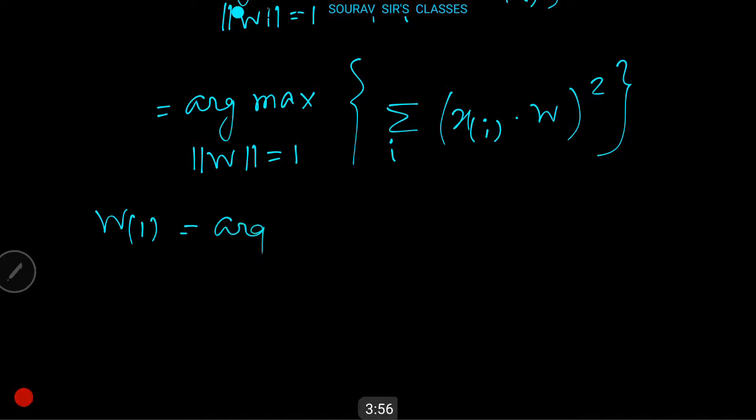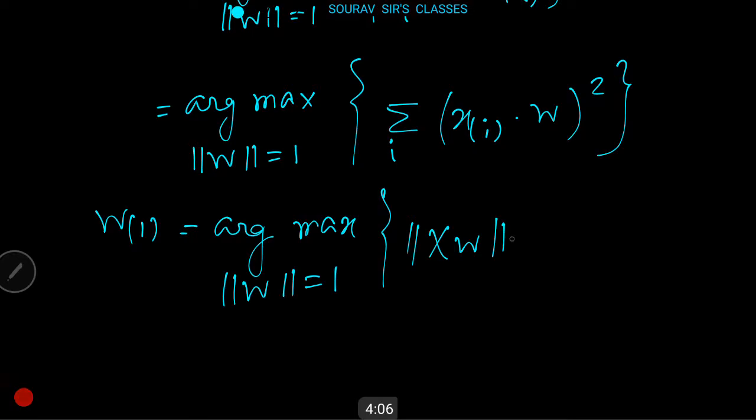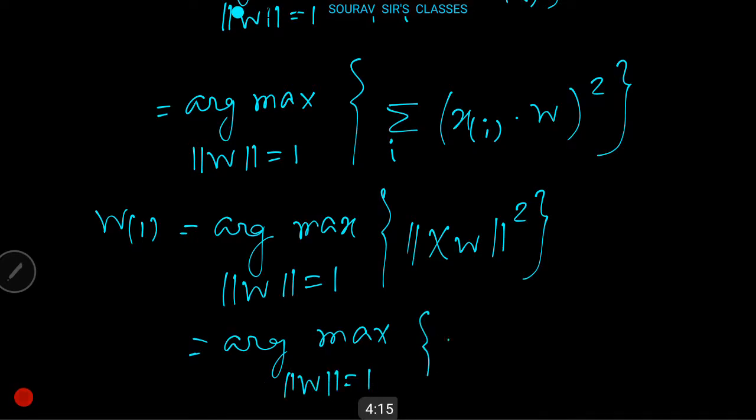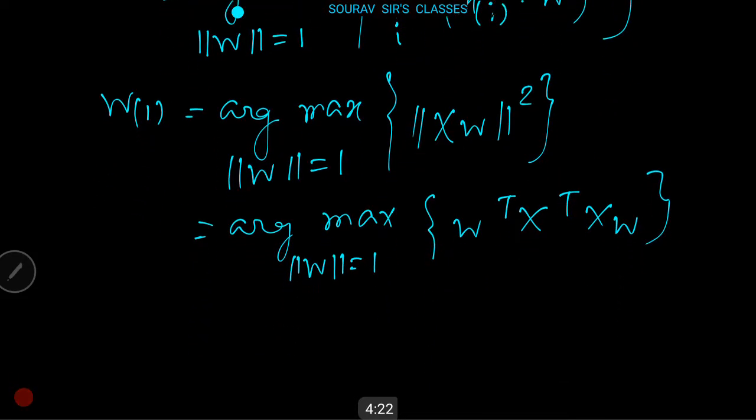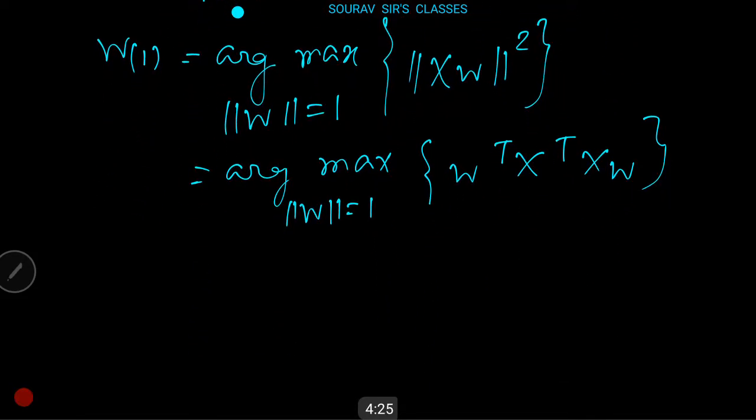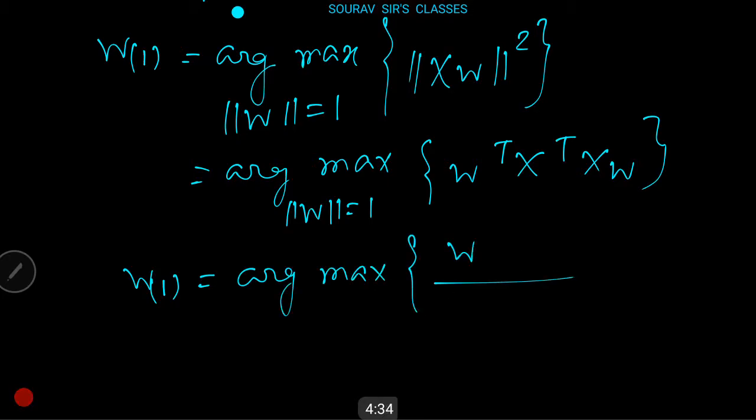Equivalently, writing this in matrix form gives w1 = argmax over ||w|| = 1 of ||Xw|| squared, which equals the max of w^T X^T X w. Since w1 has been defined to be a unit vector, it equivalently also satisfies w1 = argmax of w^T X^T X w divided by w^T w.